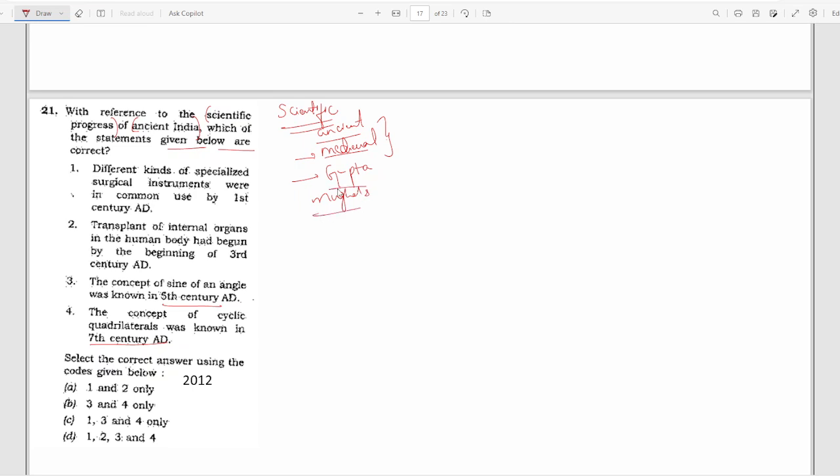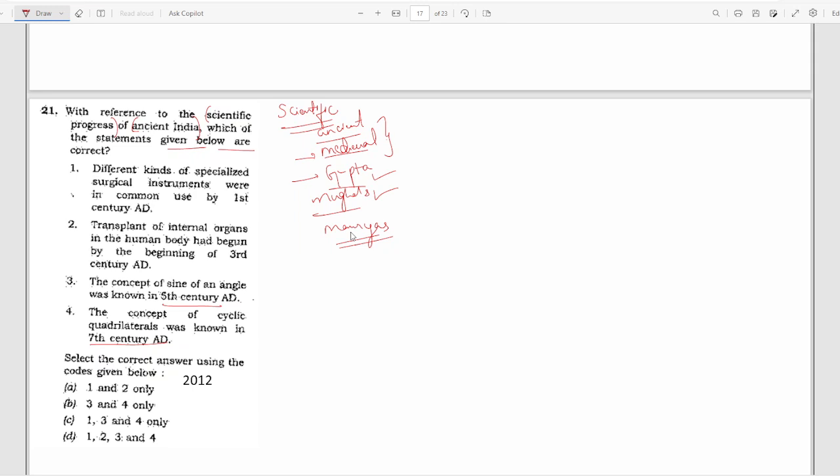So instead of just asking about ancient, medieval, or modern, they can ask about a particular reign, for example, the rule of the Guptas or the Mauryans. What was the scientific progress during that age? Or for example, Indus Valley civilization. These questions can be asked in prelims and also in mains. So always look out for these things and make notes for these. For mains, if you gather 4 to 5 examples, that's enough.